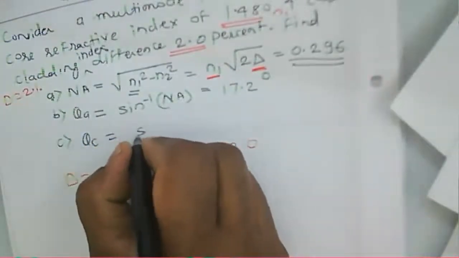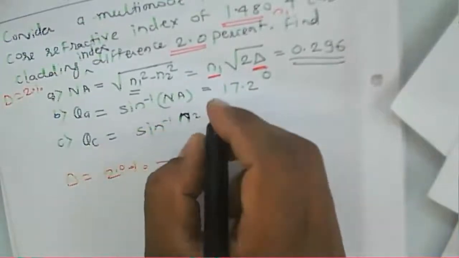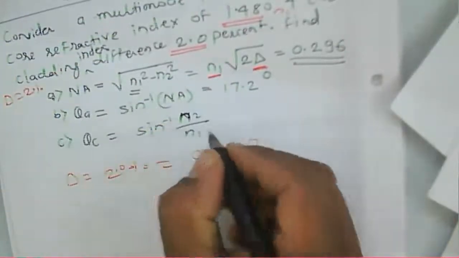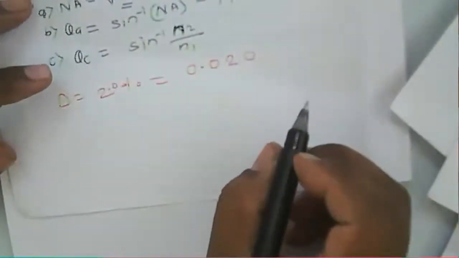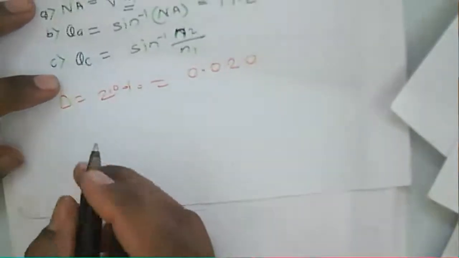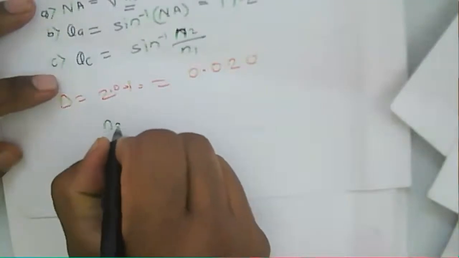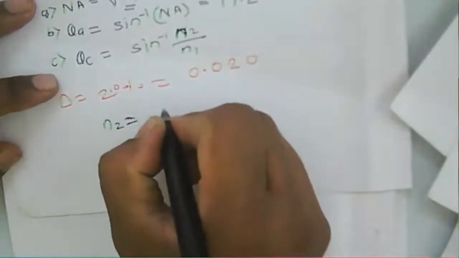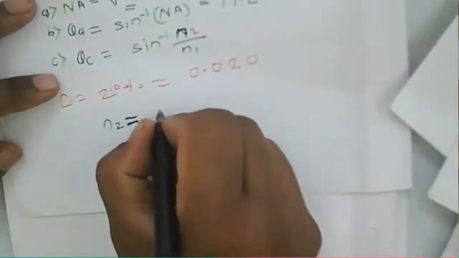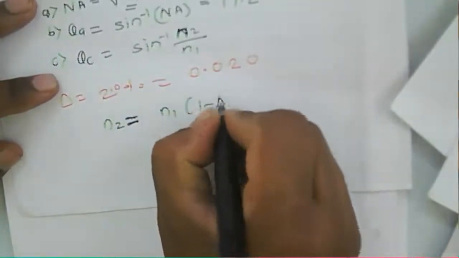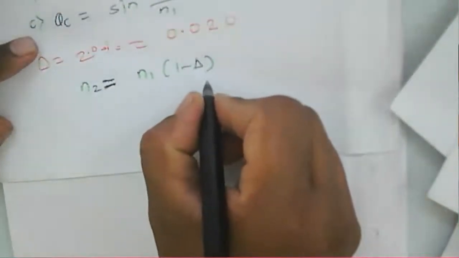Then the critical angle is equal to sine inverse of N2 by N1. Now our aim is to obtain the value of N2. How to obtain the value of N2? We know that a cladding difference is there, so N2 is equal to N1 into 1 minus del.